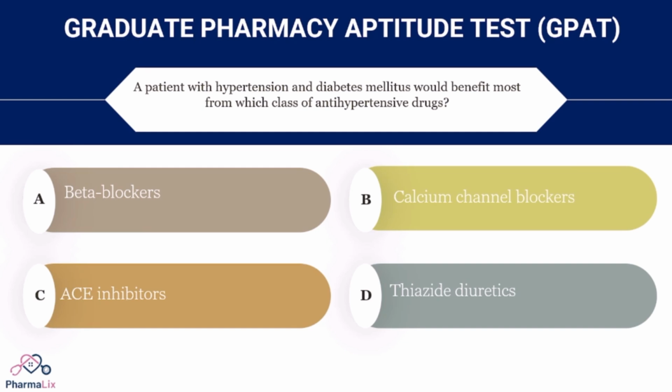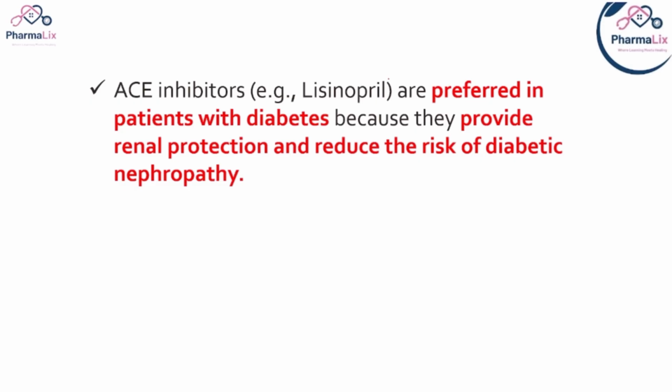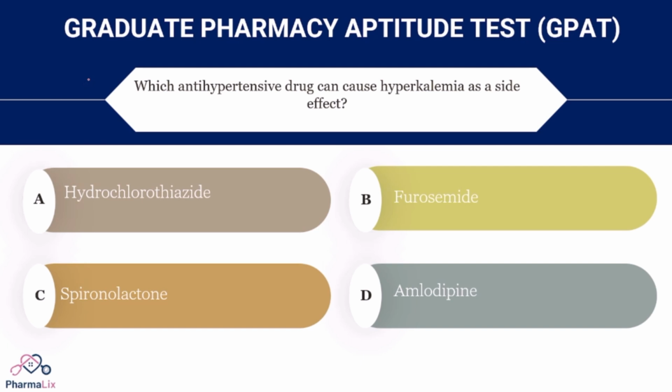A patient with hypertension and diabetes mellitus would benefit most from which class of antihypertensive drugs? Is it going to be beta blocker? No, sir. Calcium channel blockers? No, sir. ACE inhibitors? Maybe. Or thiazide diuretic? No, sir. So ACE inhibitors would be the correct answer. Let's see how we reach that conclusion: ACE inhibitors like lisinopril are preferred in patients with diabetes because they provide renal protection. Due to the factor of renal protection these are being used, and they reduce the risk of diabetic nephropathy.